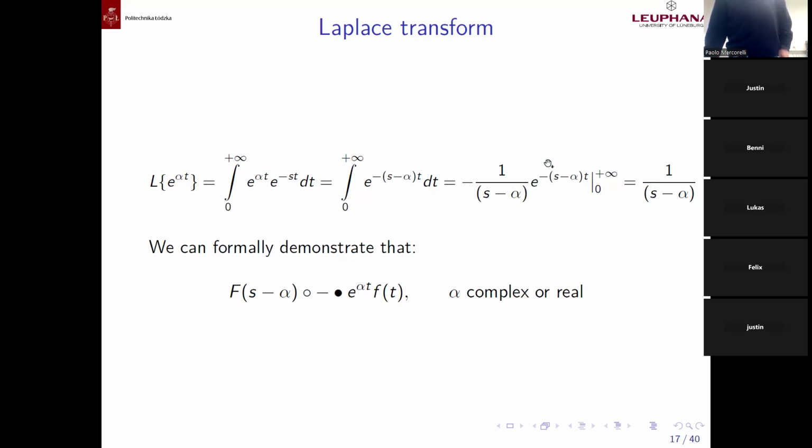Now, the integral of this expression is easy math. It is the exponential function divided by the exponent. Do you remember the rule? Calculated between 0 and plus infinity. Do you agree with these calculations? Then, again, as before, the exponential function calculated at plus infinity is 0 because of this minus here. And for t equals 0 it is 1. This means the Laplace transform of the exponential function e to the alpha t is 1 divided by s minus alpha.